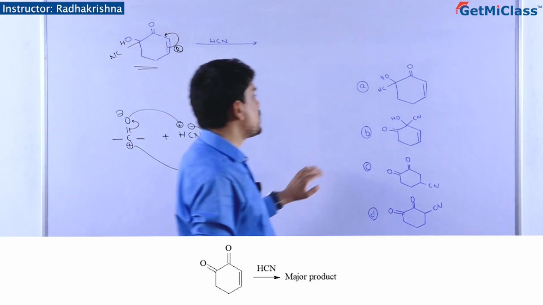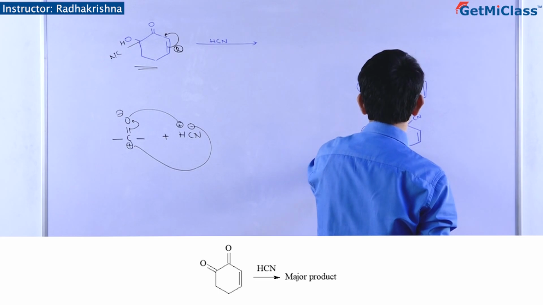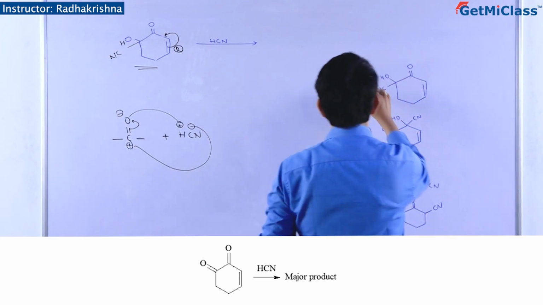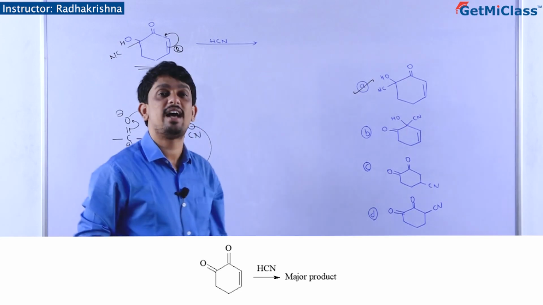Exactly, this compound is given at which option? We have OH, CN, double bond, pi. So option A we have to tick here as the right answer.